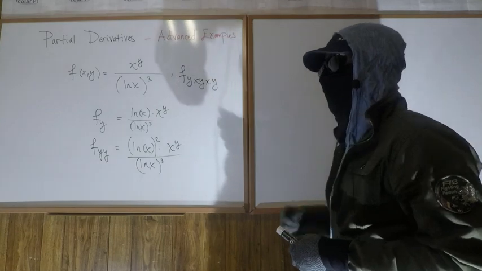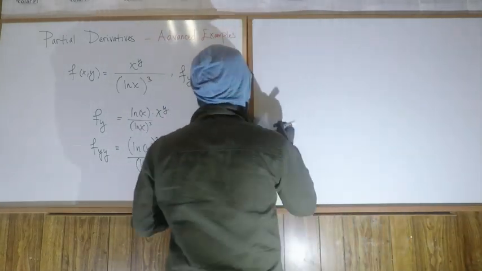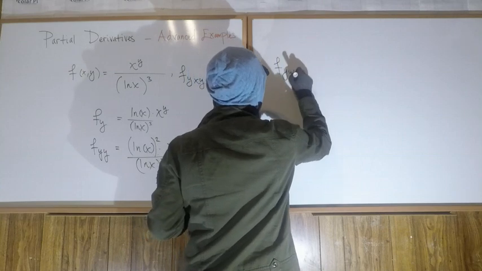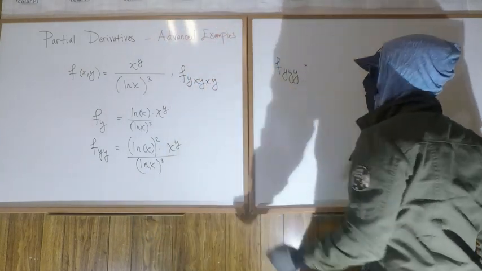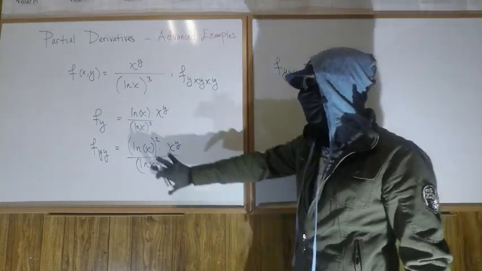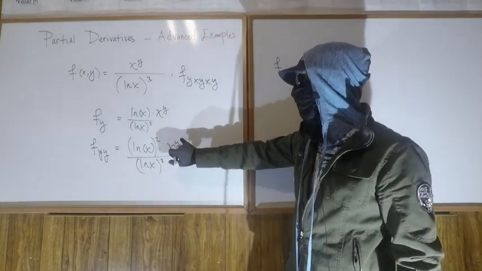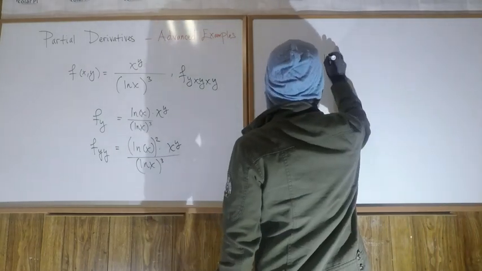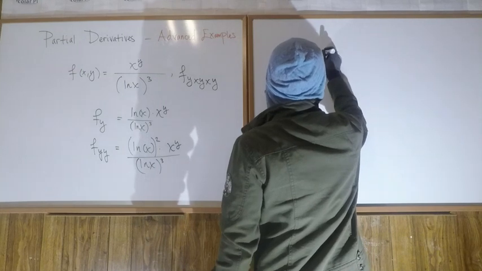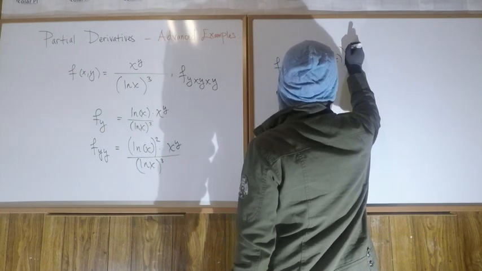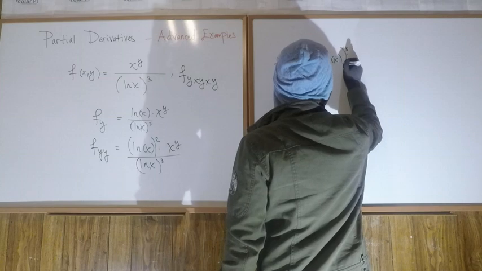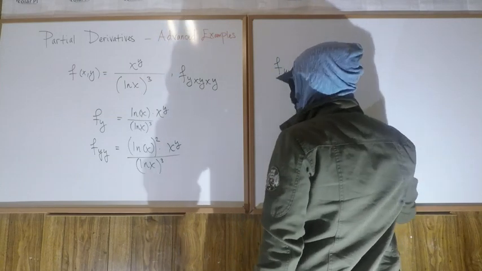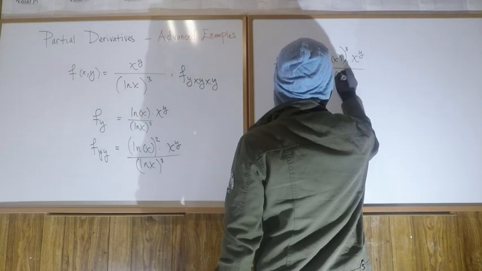Now, it should be pretty easy to see that we should next do another y derivative. So let's do fyyy, because remember there are 3 y's. Again, this here is a constant. The derivative of x to the y is going to be the natural log of x times x to the y. So we're going to have natural log of x squared times natural log of x, so that's natural log of x cubed, times x to the y, and then all of this over the natural log of x cubed.